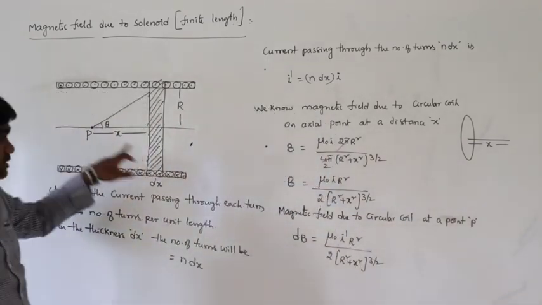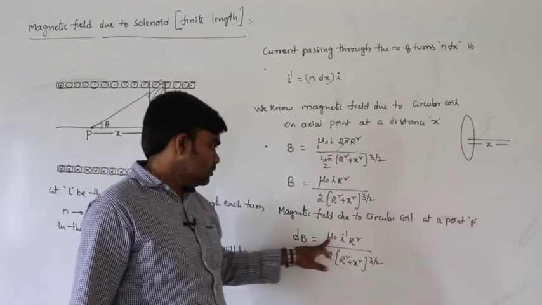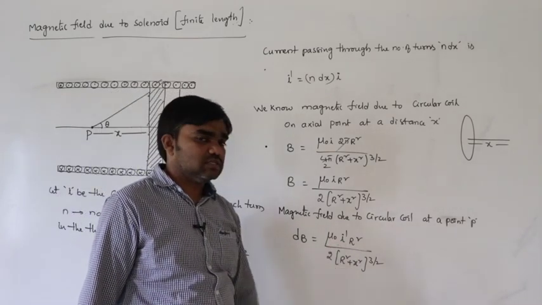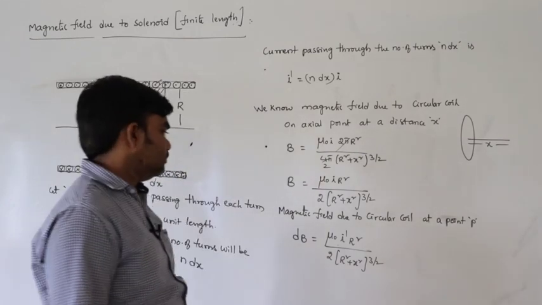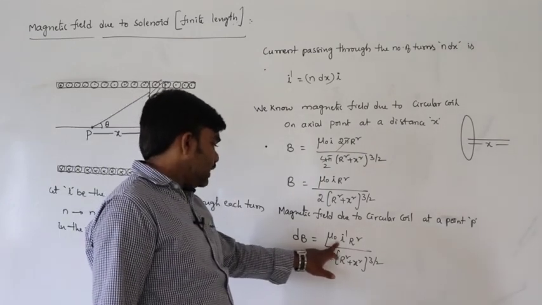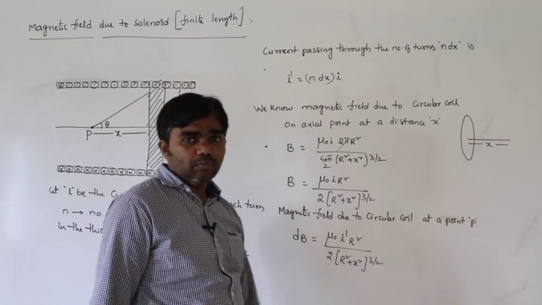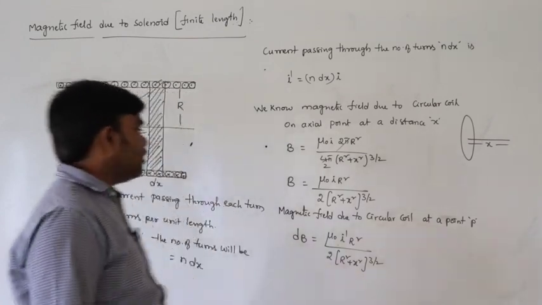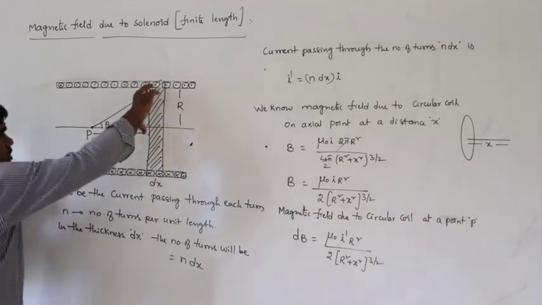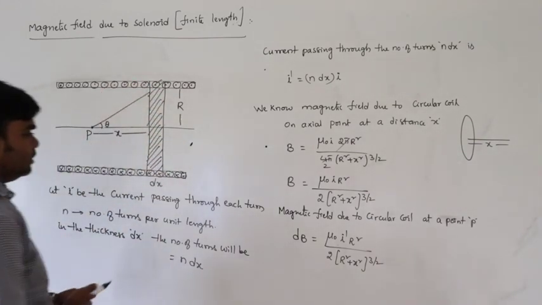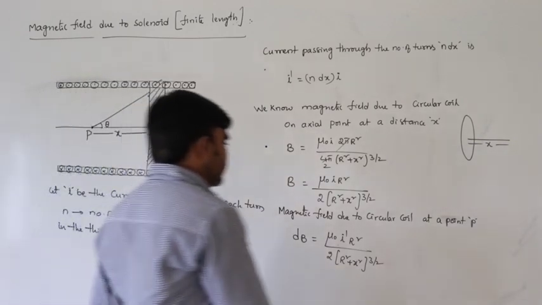Here the current is I dash. dB equals mu naught I dash r square divided by 2 into (r square plus x square) whole power 3 by 2. This is the small magnetic field due to this small number of turns. Now, what is the value of I dash here?